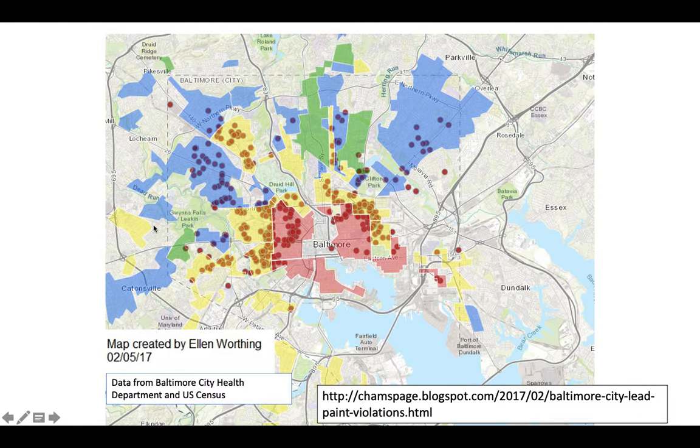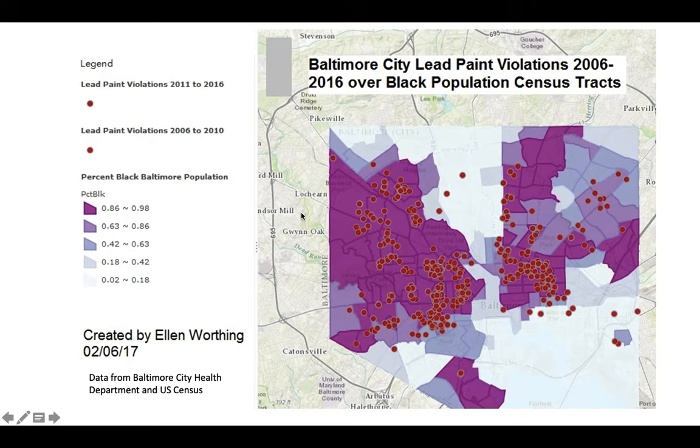But there's very little in the green. So you can see that, you could probably tell where I'm going with this, there are issues of environmental justice related to lead poisoning in homes in many cities, not just Baltimore. But if you look at Baltimore, you can see, again, each red dot is a lead paint violation.